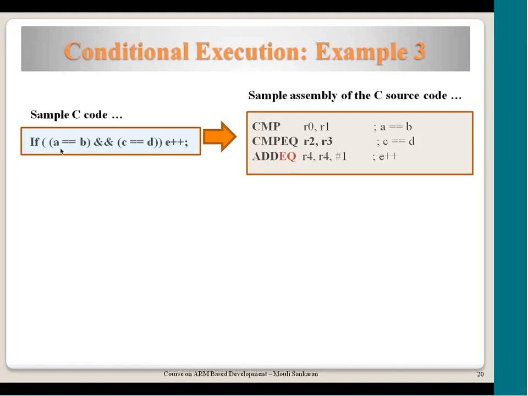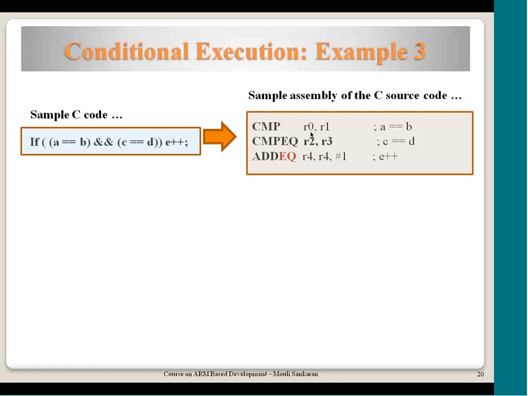So if A is equal to B is true, then evaluate this condition. That means you compare C and D, and if this also happens to be true, then increment E. This is what the original C programmer intended to do. Now the compiler has generated this code. Is it doing what the programmer wanted here?